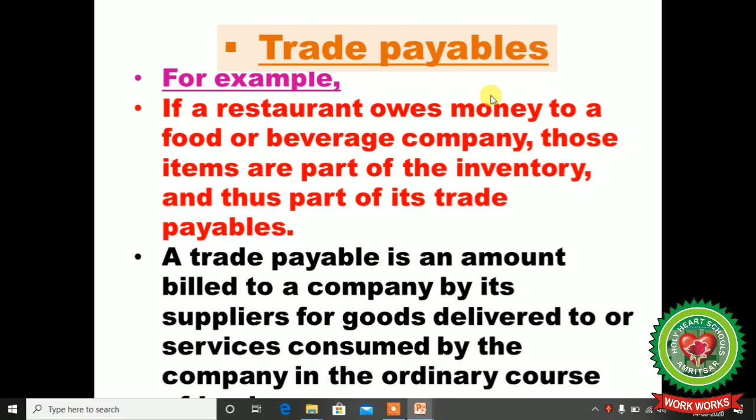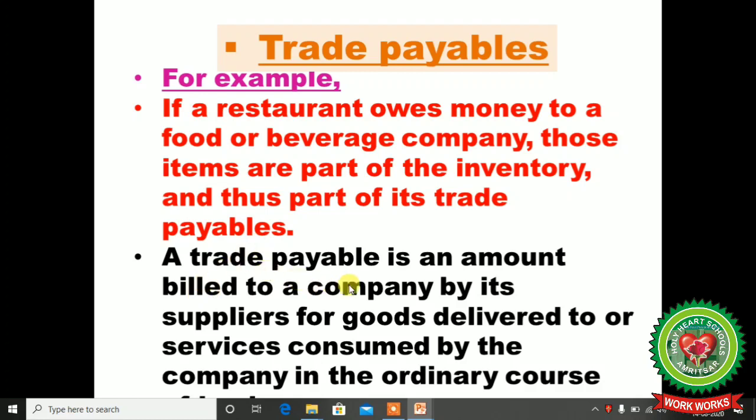Trade payables, your liability to pay. If a restaurant owes money to a food or a beverage company, those items are a part of the inventory, and it is part of its trade payables. So trade payables, simply, students, are your current liability. Here it is your liability to pay to someone. If you purchase on a credit basis, then it is your liability.